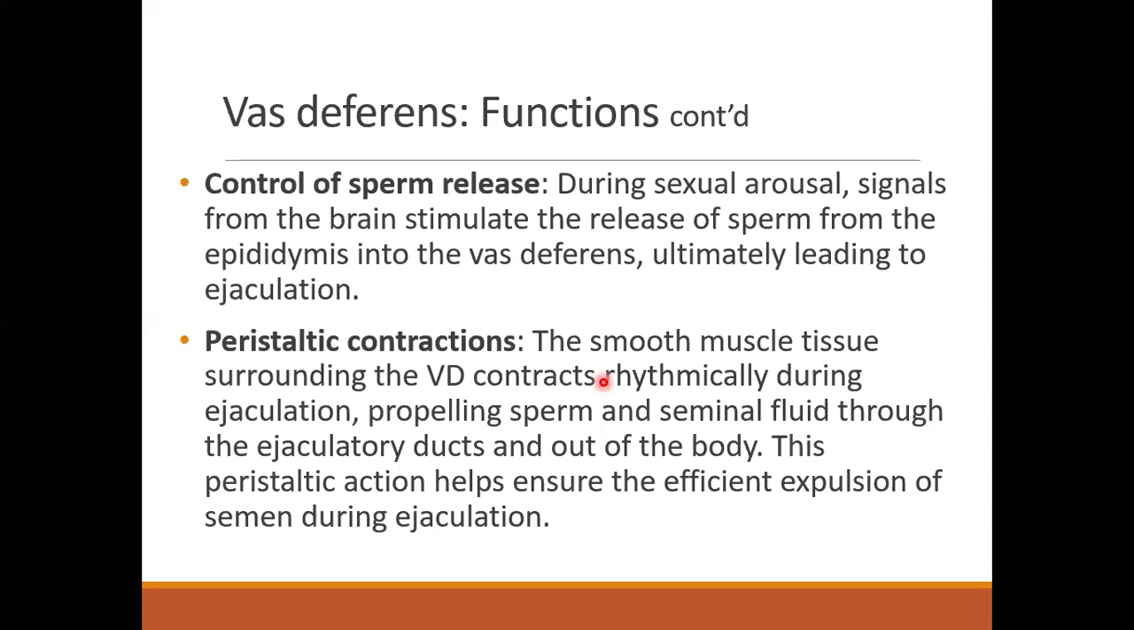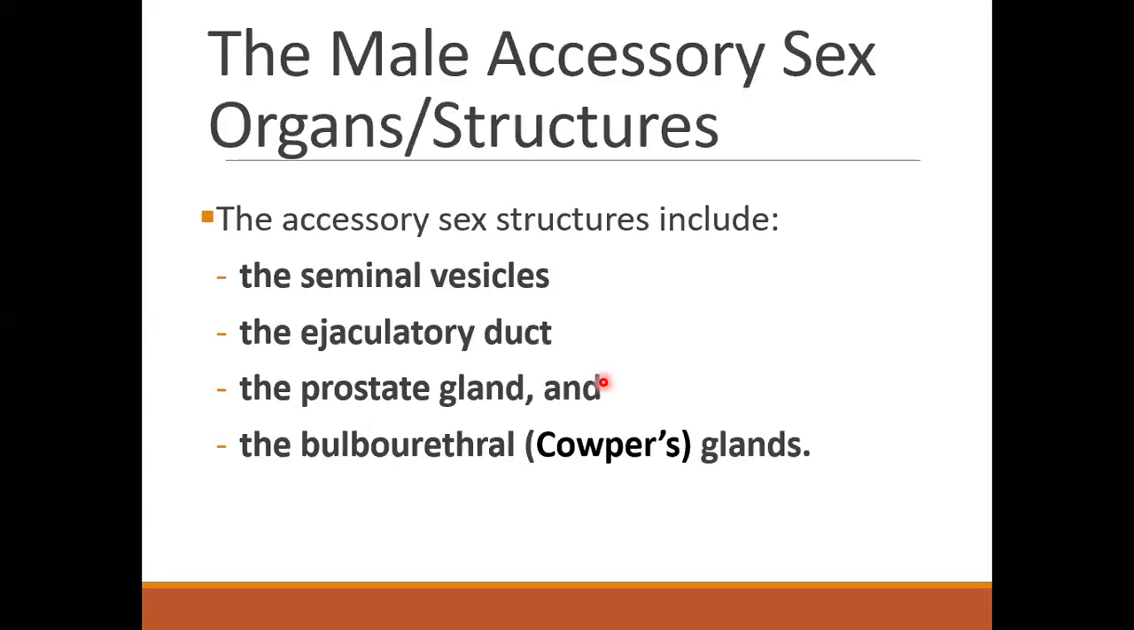All right. So you will end here, and then our next lecture will take us to the accessory structures, which are the seminal vesicles, the ejaculatory duct, the prostate gland, and bulbourethral glands. Then from there, you see that we are gearing up.